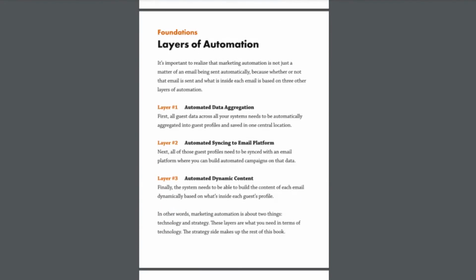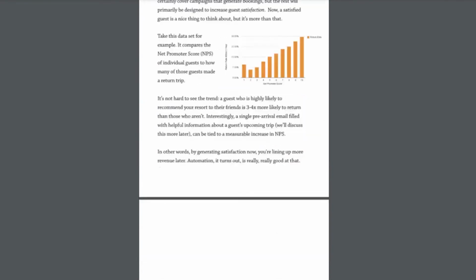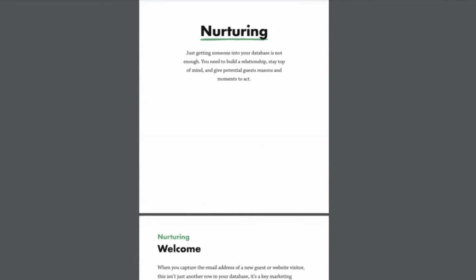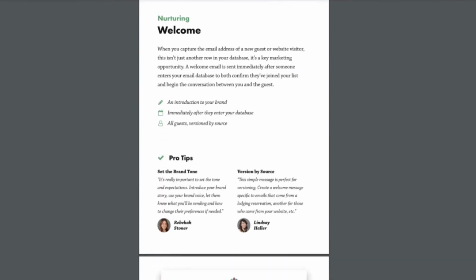So if we scroll down, we'll scroll through the foundations. This is that overview I was talking about. We'll get to our first campaign. You can see how this works. Really simple. So we give you the category that it falls in, the name, 1 paragraph of kind of what it's about, what the value is behind this campaign, and then 3 key points. What you should do, it's an introduction to your brand, when you should send it, immediately after they enter your database, and who you should send it to. All guests, version by source.